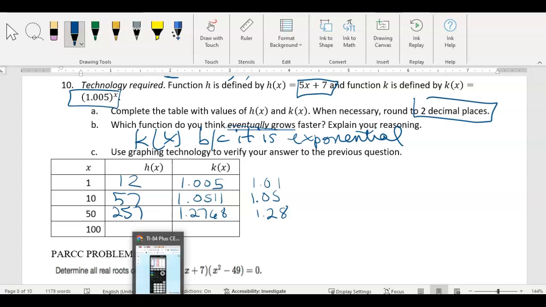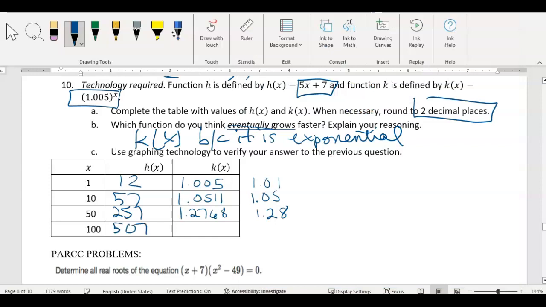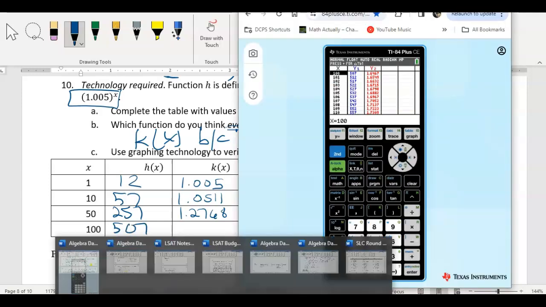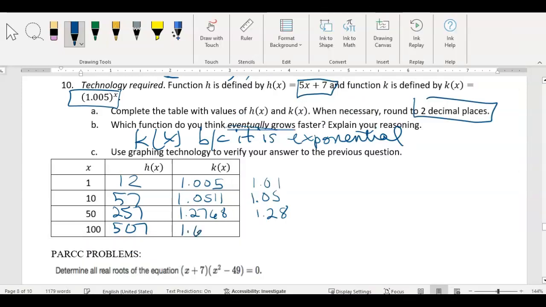And then we want to look at 100. So I'm going to show you now, you can go to second, table set, and we can change where we're starting, so I can go directly to 100. You can also change what it's increasing by, so just wanted to point that out while I'm here. So second table, I'm going to go back there to 100, and it's still 507, and the other one is still way smaller at 1.6467, so 1.65. All right, now notice, however, that we said k of x will eventually get greater.